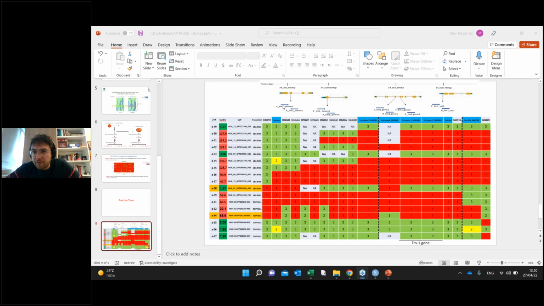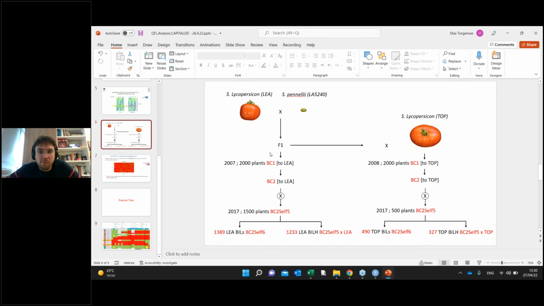I see there's a question from Leah Rosenthal. The question is, the top population has 3 parents, isn't it? Maybe Leah wants to take the floor, or you can reply to the chat. Yes, yes. As we see here, the F1 from the cross between the Pinelli and the Lea was crossed to the top, and from here we continue to backcross. So this population contains 3 alleles, yes.